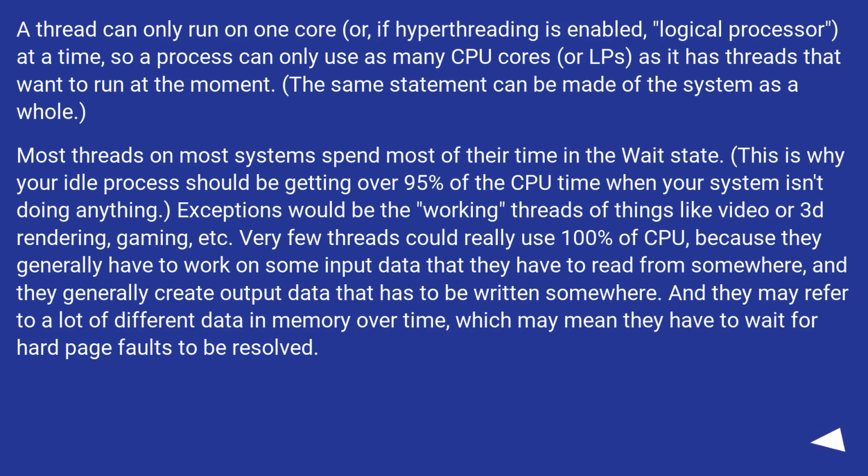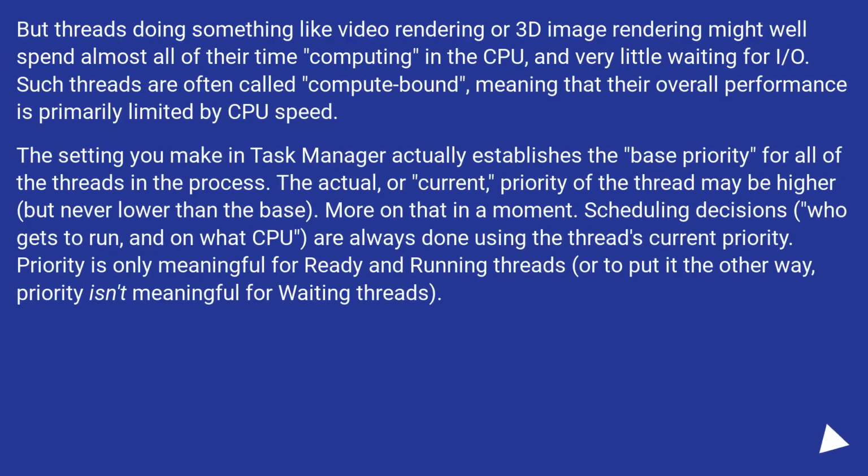Very few threads could really use 100% of CPU, because they generally have to work on some input data that they have to read from somewhere, and they generally create output data that has to be written somewhere. And they may refer to a lot of different data in memory over time, which may mean they have to wait for hard page faults to be resolved. But threads doing something like video rendering or 3D image rendering might well spend almost all of their time computing in the CPU, and very little waiting for I/O. Such threads are often called compute-bound, meaning that their overall performance is primarily limited by CPU speed.